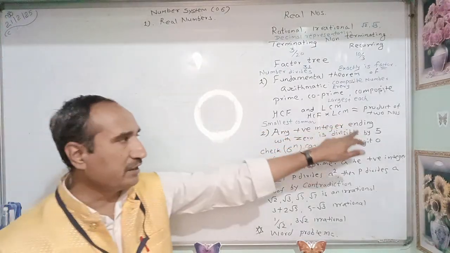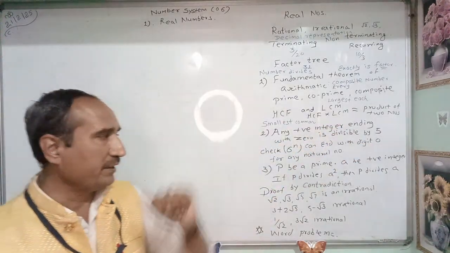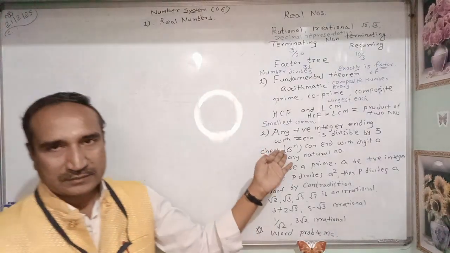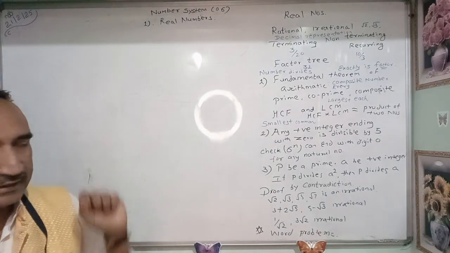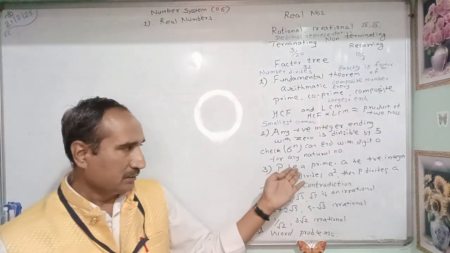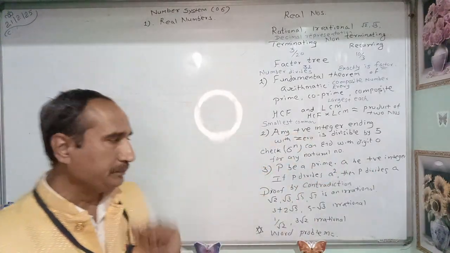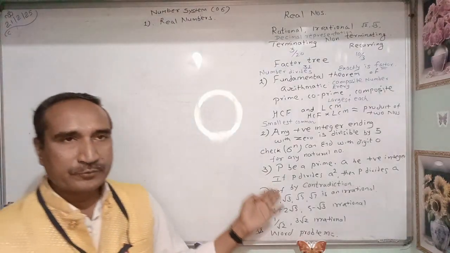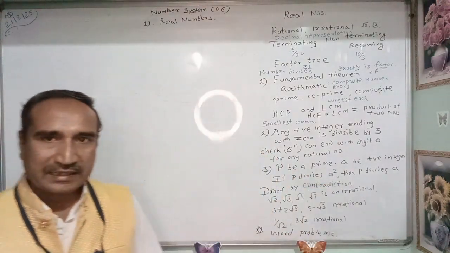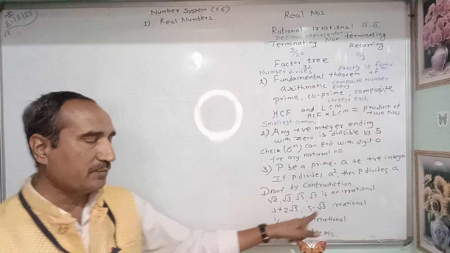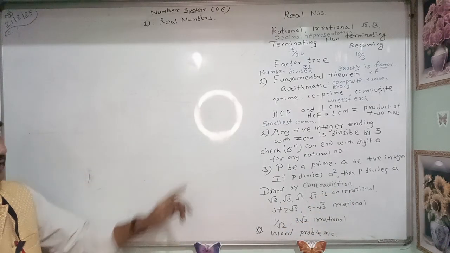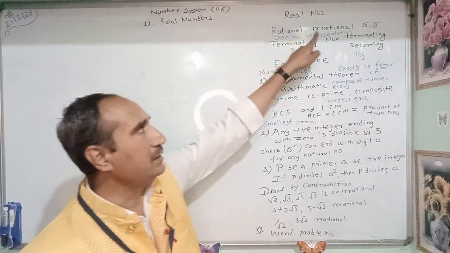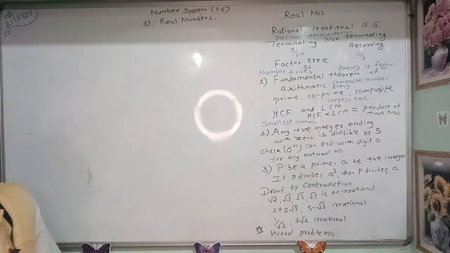Any positive integer ending with 0 property. Any number ending with 0 with the power n. Prime number theorem, then proof by contradiction, and then last we'll discuss word problems. So let's start with rational and irrational numbers.